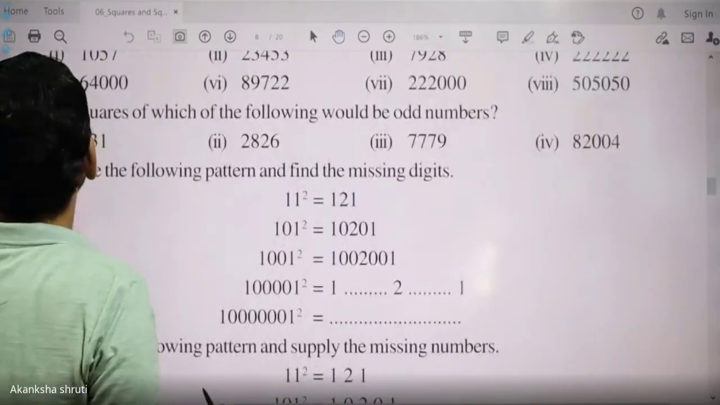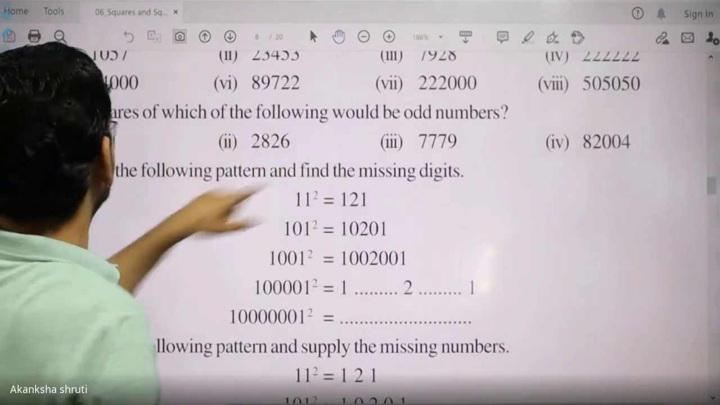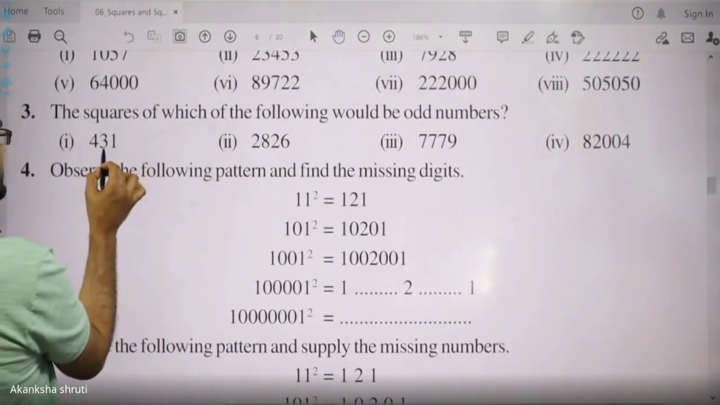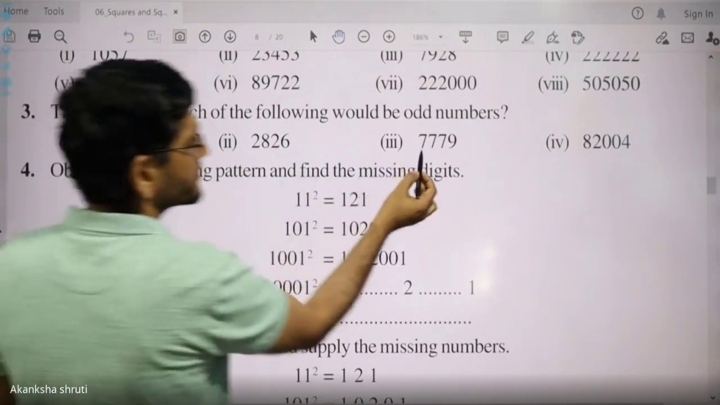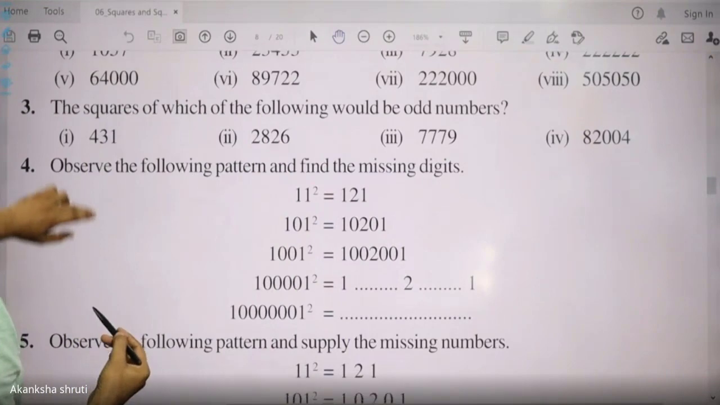Based on that, the question number 3 is here. So which of the following will be odd? Square of which of the following will be odd? So first is odd, third is odd, second and fourth are even.